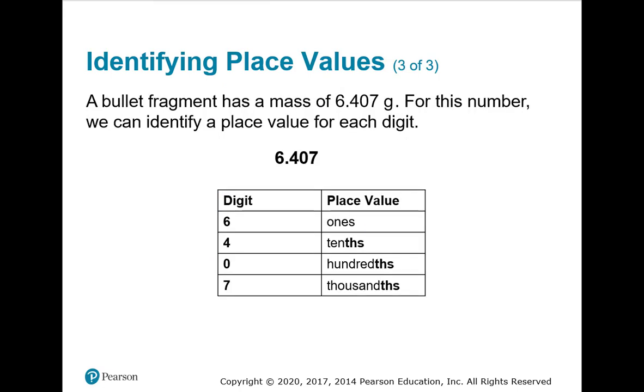A bullet fragment has a mass of 6.407 grams. So this is my ones. This would be tenths, hundredths, thousandths. So 6 and 407 thousandths of a gram.